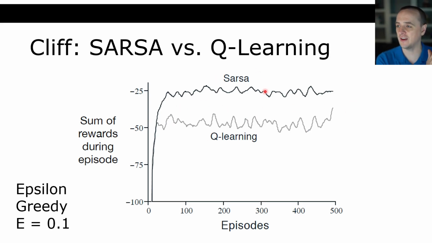But if we then take the final policy that was generated by both Q-learning and SARSA, and we just run it without epsilon-greedy, the Q-learning policy will have far better rewards than the SARSA policy.